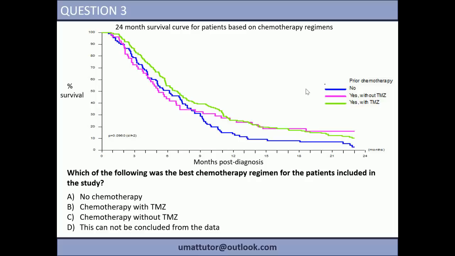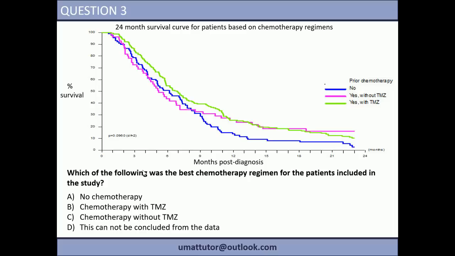So if we look at the question, it's which of the following was the best chemotherapy regimen for patients included in the study? The first issue I have here is the wording of the question itself, particularly the word best, which is a very subjective term. So the question hasn't asked you which of the following was the best chemotherapy in terms of survival. It's just said best. So to me that's a bit vague because one regimen may have the best survival outcomes, but it may also come with a very heavy side effect burden, for example.